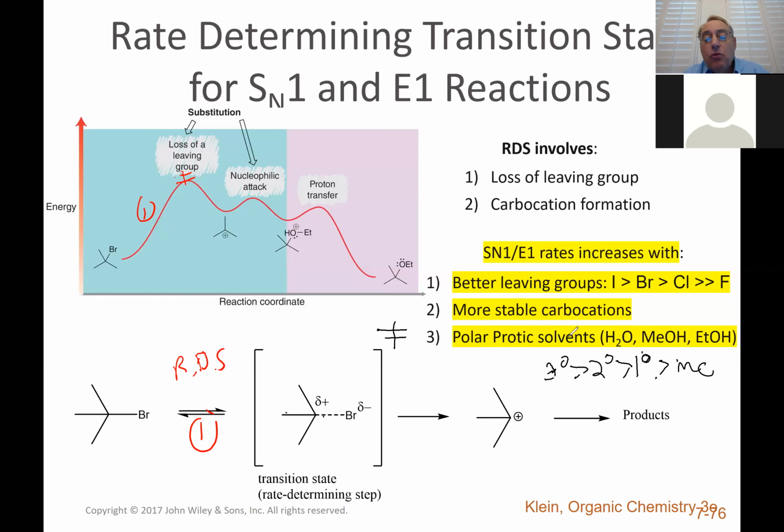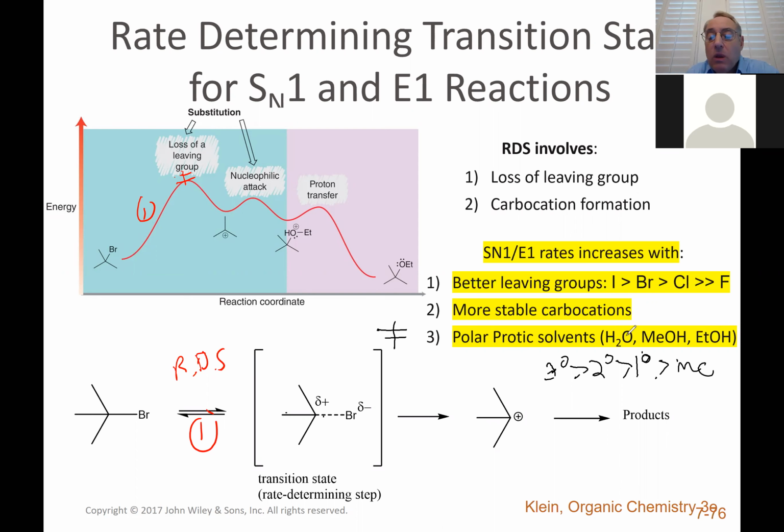And then finally, the reaction is favored by polar protic solvents. So remember, SN2 is favored by polar aprotic solvents, which make the anionic nucleophile more reactive. Here it's polar protic solvents. Protic means it can donate a hydrogen bond. And so the most common ones would be water, methanol, and ethanol, okay? Why is that?